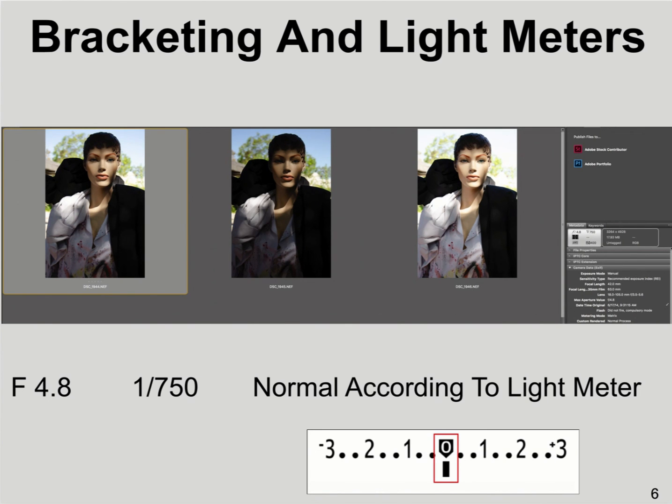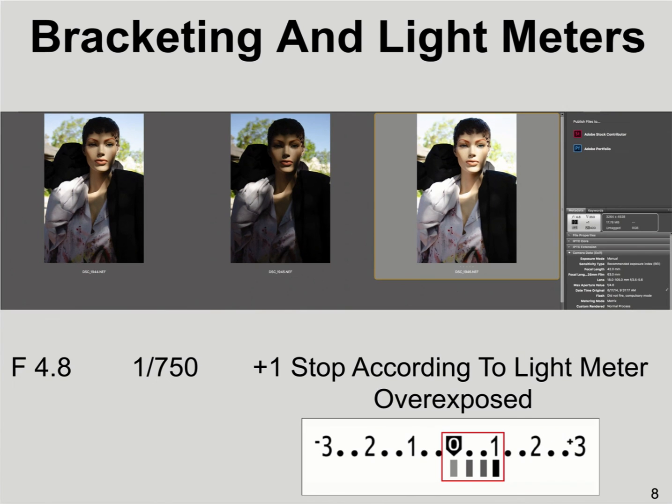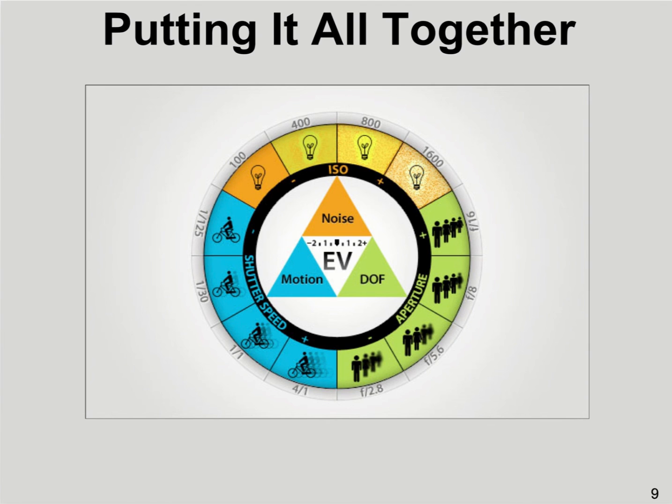Here is my normal exposure according to my light meter. You can see the light meter in the center. Now, in this example, this is showing 1 stop underexposed, so my light meter will look more like this, going towards the 1 on the minus side. And here you can see the brightest image, my 1 stop overexposed. You can see my light meter going to the plus side. So that shows you how your light meter can tell you and help you with a bracket. And that helps us to determine exposure.